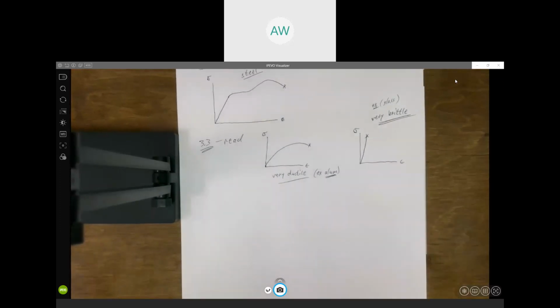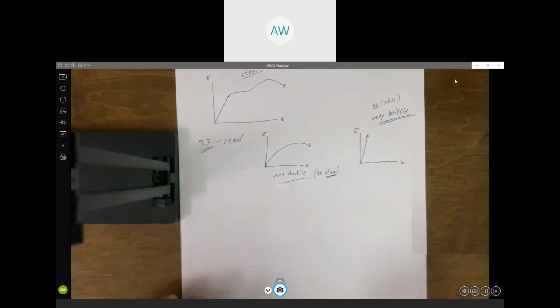So that just kind of gives you an idea of different types of materials compared to steel. Any question about that? Of course, if you got a real ductile or a real brittle material.